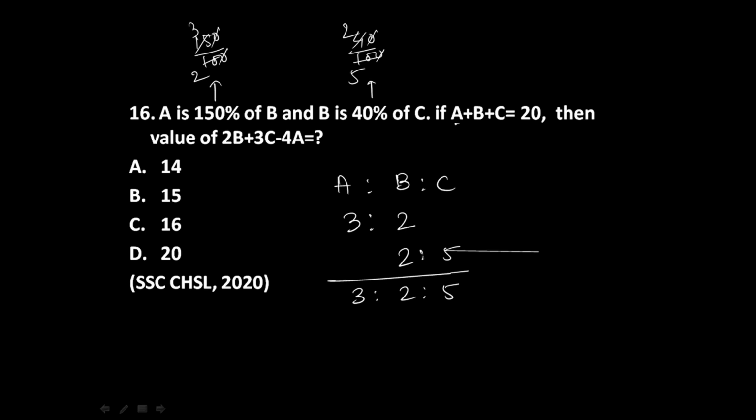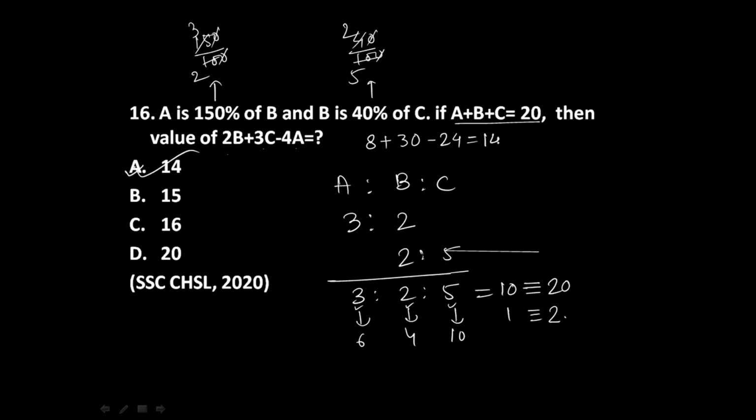It says A plus B plus C equals 20, but in this ratio 3 plus 2 plus 5 is 10. So this 10 is equivalent to 20. So 1 will be equivalent to 2. Then for the value of 2B plus 3C minus 4A, 1 is equivalent to 2, so A is 6, B is 4, C is 10. Right? So 2B means it's 8, 8 plus 30 minus 24. So it is 14. 14 is the right answer. Clear?